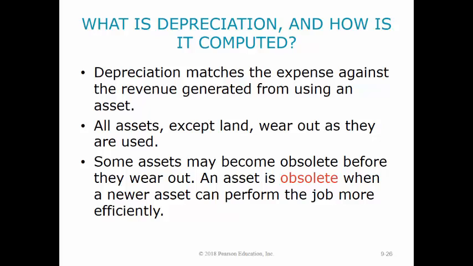All assets except land wear out as they are used. In addition, physical factors like age and weather can cause depreciation of assets. Some assets, such as computers and software, may become obsolete before they wear out. An asset is considered obsolete when a newer asset can perform the job more efficiently than the old.